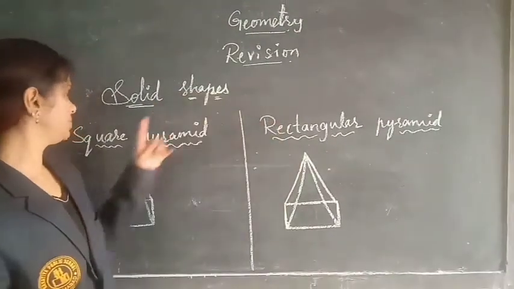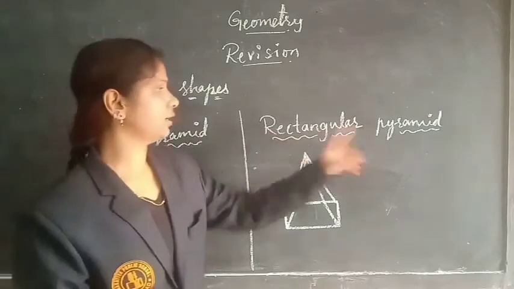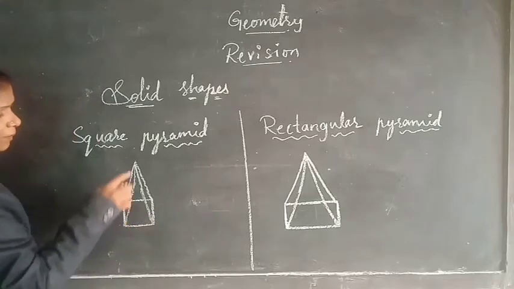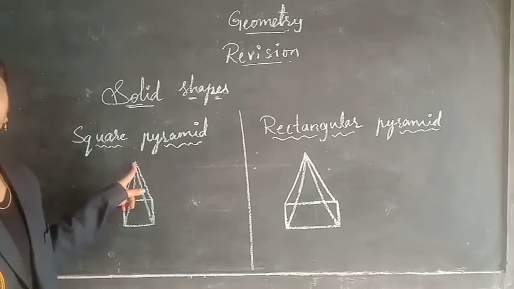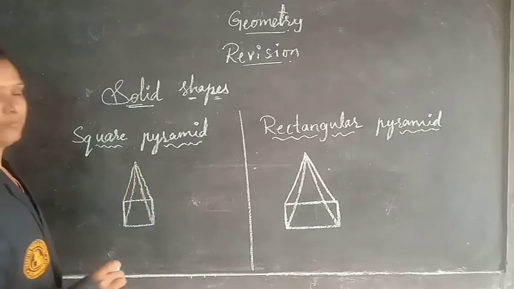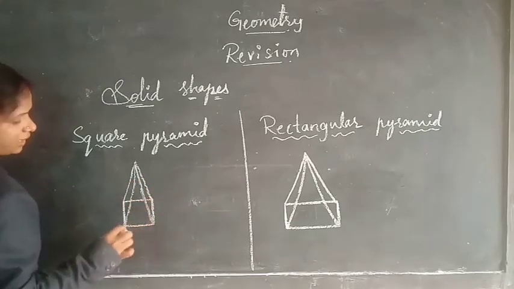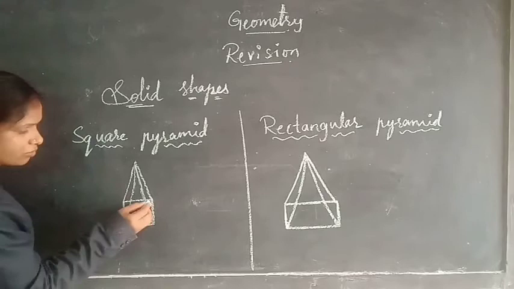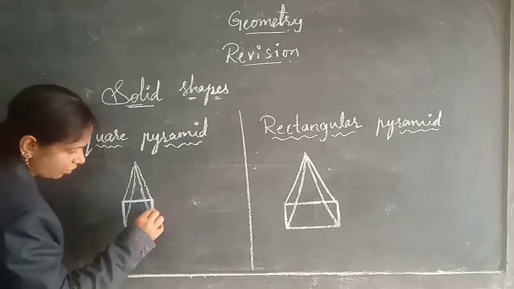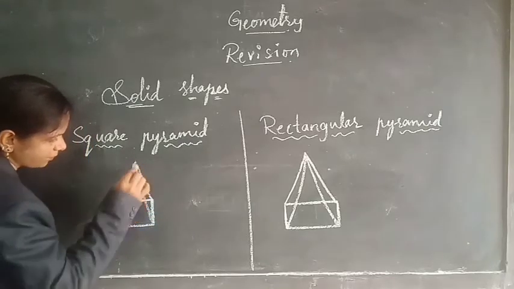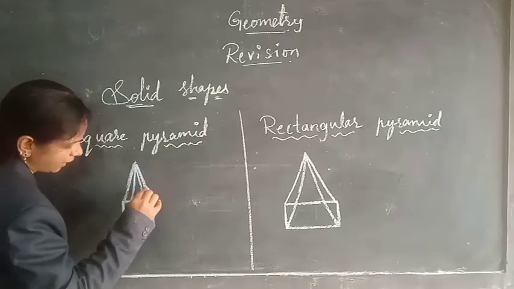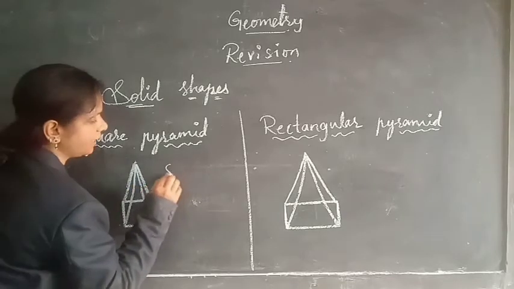Yes children, next solid shapes are square pyramid and rectangular pyramid. Here you see a square pyramid: the base is a square shape, and a pyramid means that at the top it should have one tip, meaning the side flat faces meet at the top at one tip. So it is a square pyramid. Let's count the edges: 1, 2, 3, 4, 5, 6, 7 and 8, means it has 8 edges.